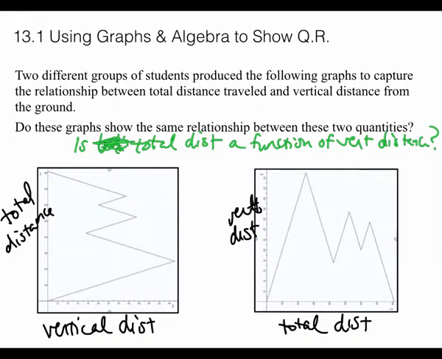So when I asked this question the way I did, is total distance a function of vertical distance? I'm saying think of vertical distance values as your input set and total distance values as your output set, right? So pick an input value, okay? So here's a random input value, because I'm thinking about vertical distance, right? So somewhere around there, okay? How many corresponding total distance values are there? 1, 2, 3, 4, 5, 6.